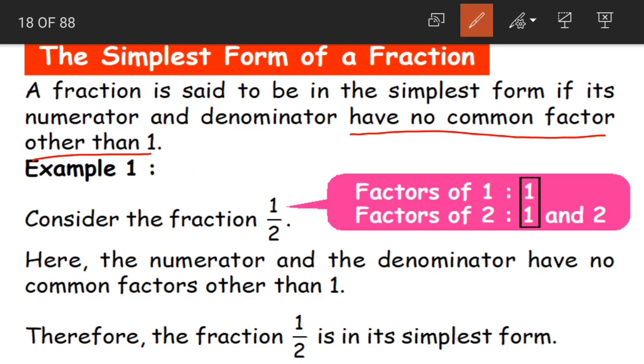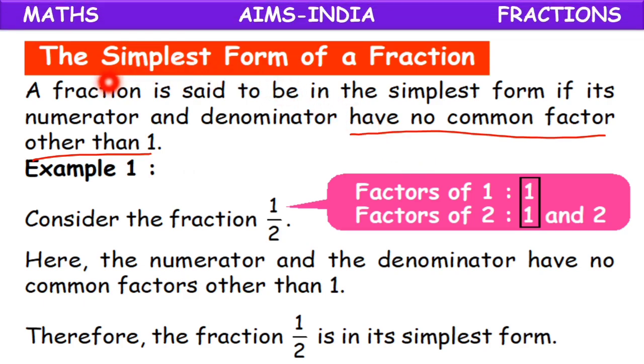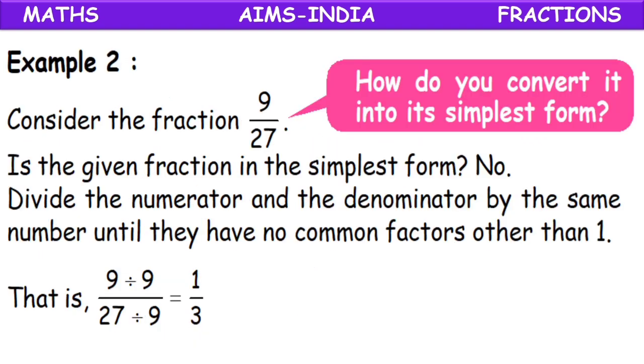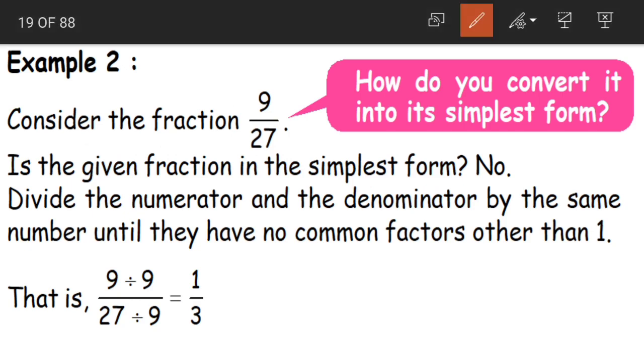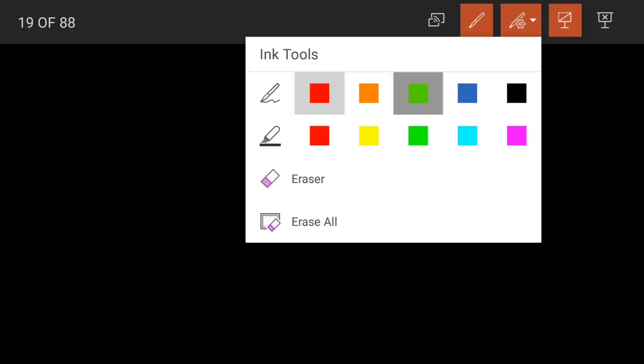Okay, in the exam you will be getting some fractions, children, and then you have to represent them in the simplest form. When will you reach the simplest form of a fraction? When the numerator and denominator have no common factor other than 1. Coming to another example here, consider the fraction 9 by 27. Now, is the given fraction in the simplest form? Let us see. 9 and 27.